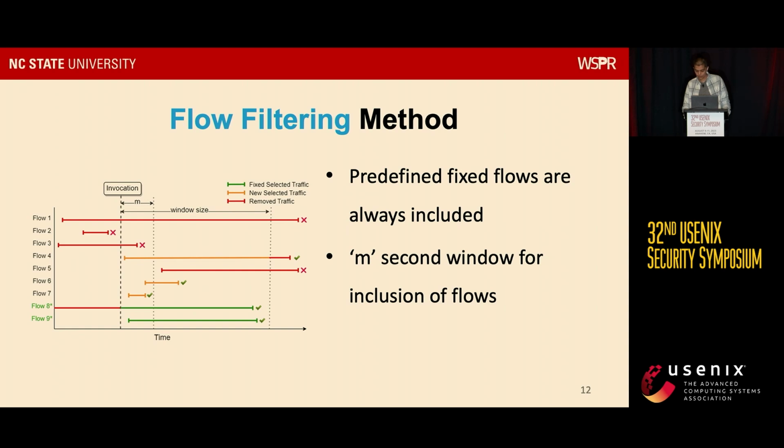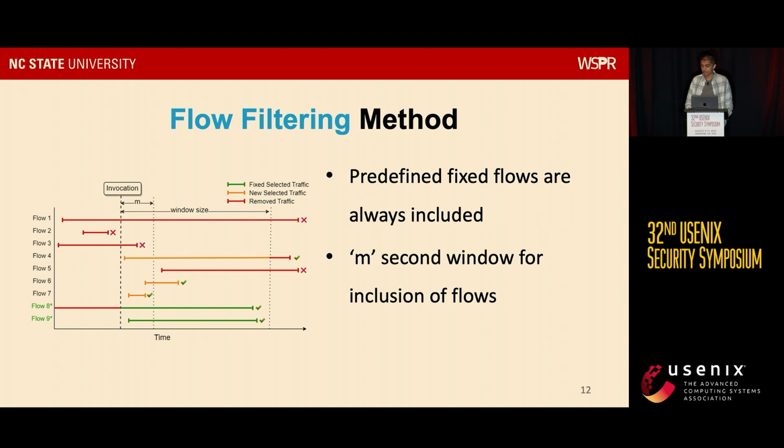So we created this flow filtering mechanism, which works on the same intuition that any flow related to the voice assistant should start in a set window after the invocation, and any flow that's active before that, or any flow that becomes active after a set time, is not related. So we set a threshold-based m-second window for inclusion of flows. As you can see here, flows 1, 2, and 3 are not included in our approach because they start before the invocation, and flows 4, 6, and 7 are included because they start within the m-second window, and flow 5 is not included because it starts after that.